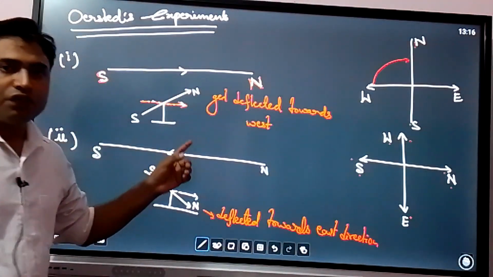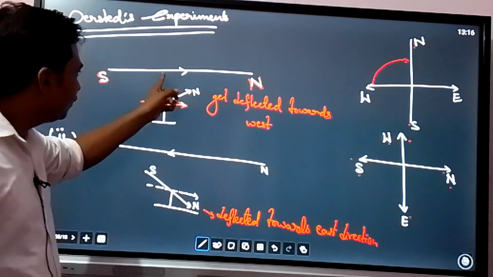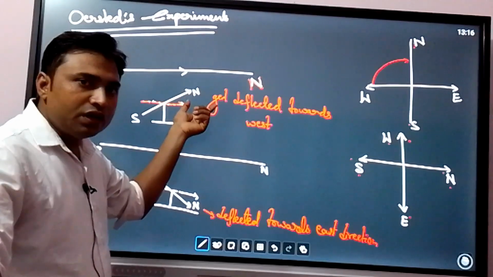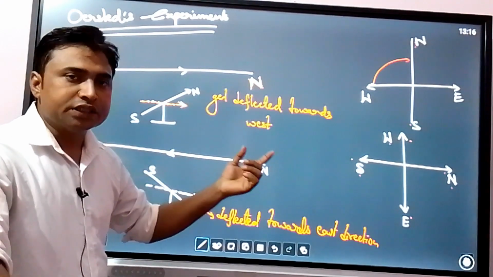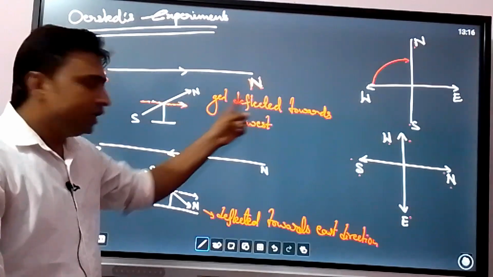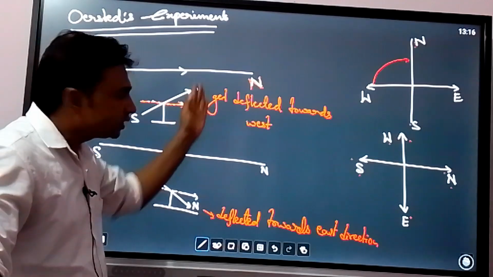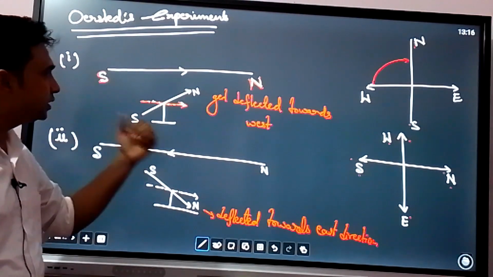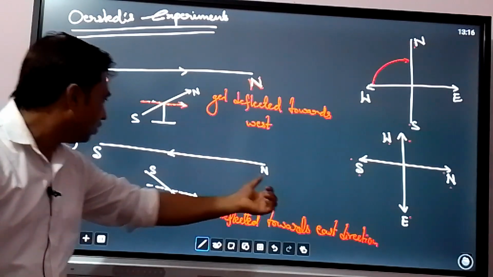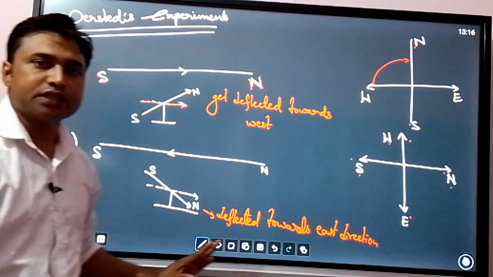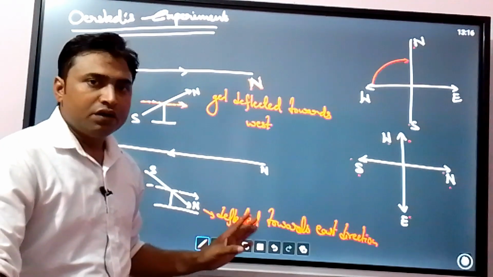So what we conclude from this is that if we change the direction of the current, then the direction of the deflection of the north pole of the magnetic needle is also changed. If current is flowing from south to north direction, then the magnetic needle is deflected towards the west, and if the current direction is reversed, means now the current is flowing from north to south direction, then the magnetic needle gets deflected towards the east direction. Is it clear? Okay.